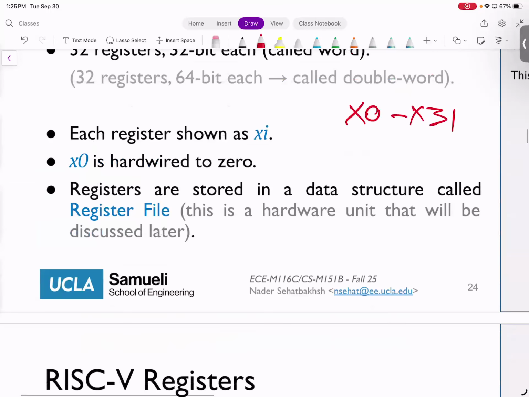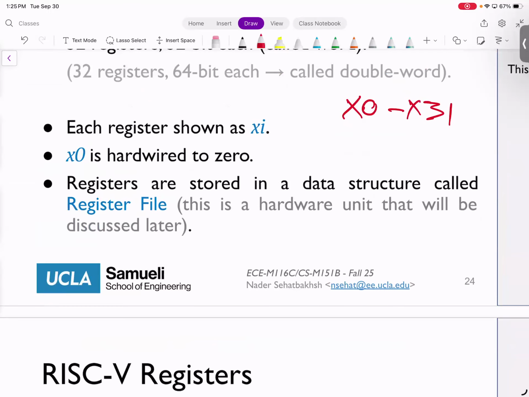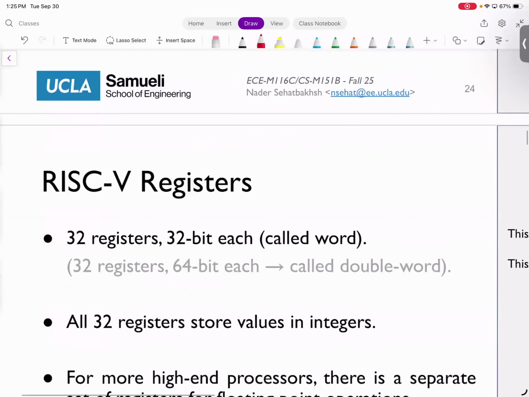All right. So the register file is this data structure. It's actually literally a hardware unit that stores these registers. It's very power hungry because storing, writing and reading from registers is quite time consuming and power consuming as well. Okay.